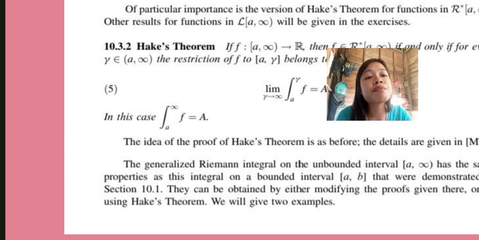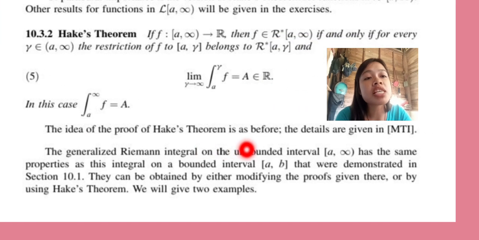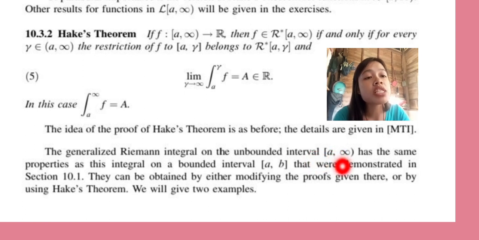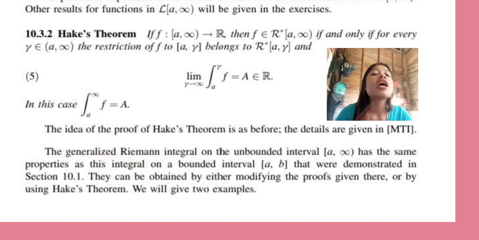The idea of a proof of Hake's theorem is as before. The details are given in the text. The generalized Riemann integral on the unbounded interval [a, ∞) has the same properties as this integral on a bounded interval [a, b] that were demonstrated in section 10.1. They can be obtained by either modifying the proofs given there or by using Hake's theorem. We will give two examples.